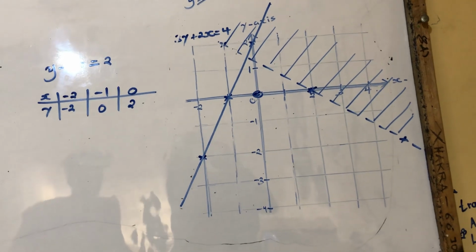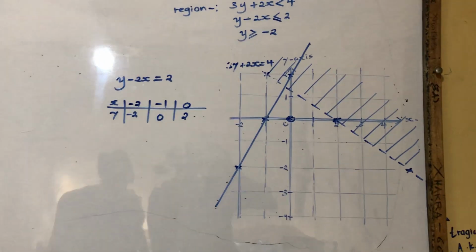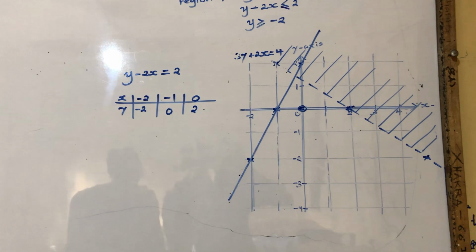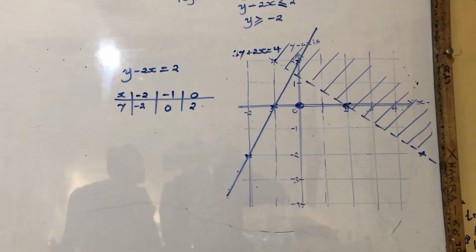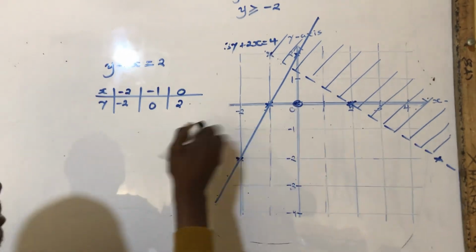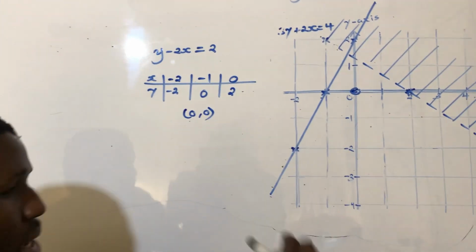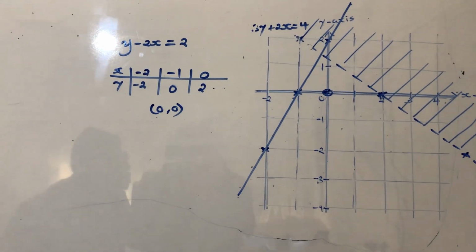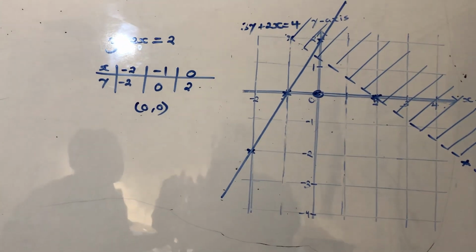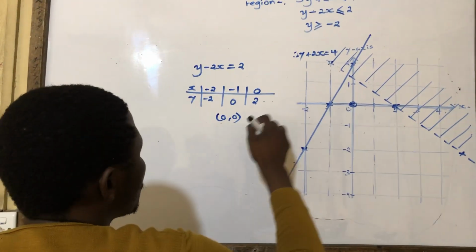Like we already said, in order to decide which region is unwanted, you will be required to pick a point at random. Allow me to go for the same point, 0, 0. Do remember we said when picking a point to test, ensure that the point to pick does not fall on the line. So I'll pick the point 0, 0.